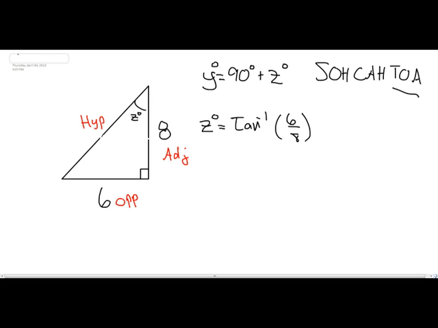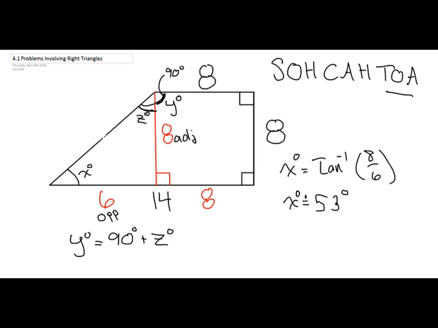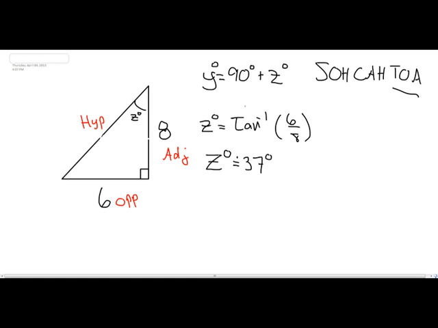And let's see what we get when we punch this into our calculator. So what we find is that Z is equal to approximately 37 degrees. Well, if Z is 37 degrees, remember that that's this portion right here. So we want to find out all of Y, so we're going to do the value of Z plus 90. So let's throw that in here. So we're going to get Y is then equal to 90 degrees plus 37 degrees. So we get Y is approximately 127 degrees to the nearest degree.